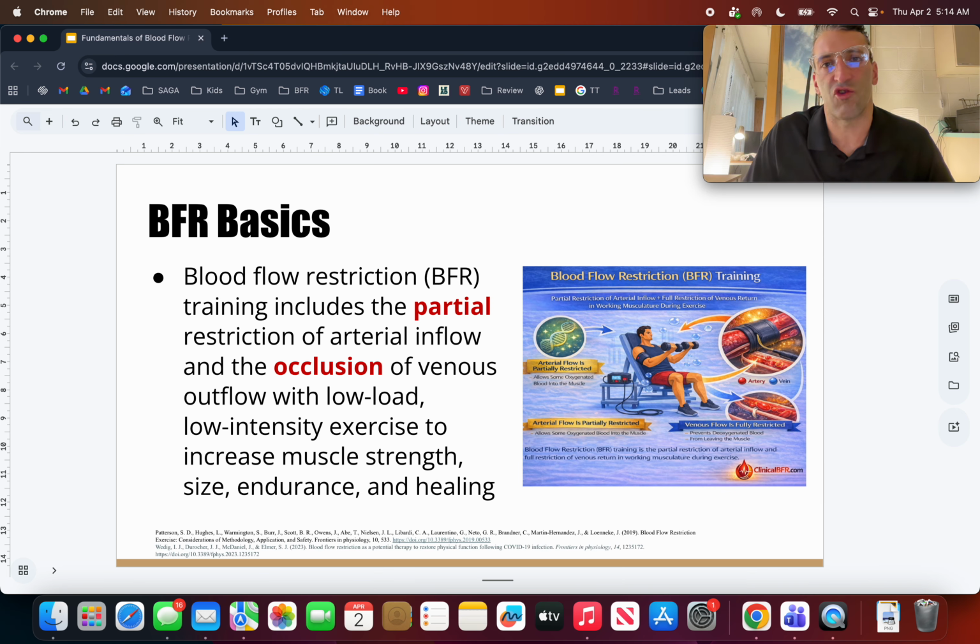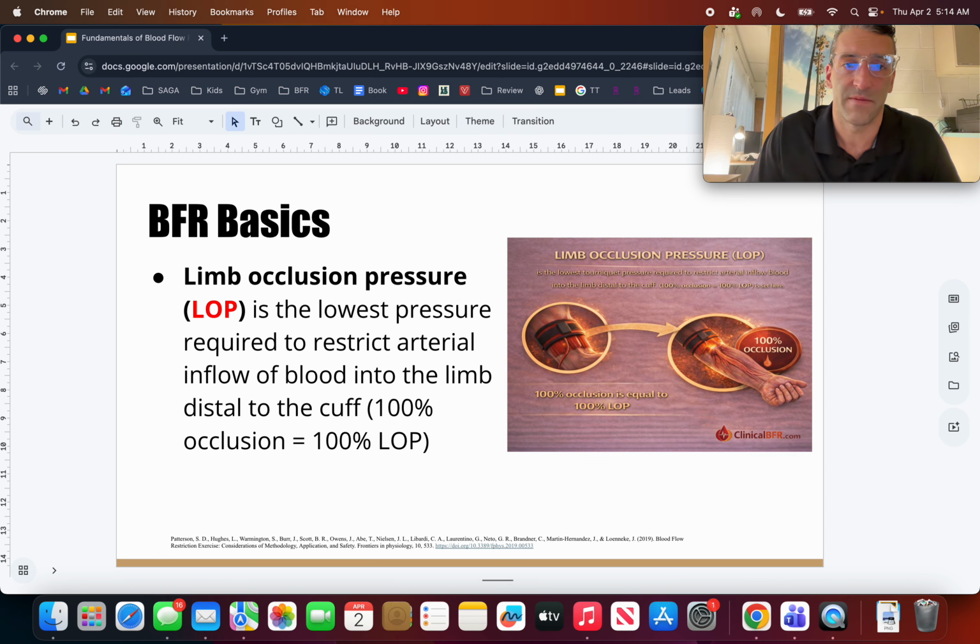Blood flow restriction training, right? So this is just active BFR. Blood flow restriction training includes the partial restriction of arterial inflow and the inclusion of venous outflow with low load, low intensity exercise: walking, riding a stationary bike, leg extension, leg curls, different movements, different exercises. And the goal, ultimately, is to increase muscle size, strength, endurance, and healing.